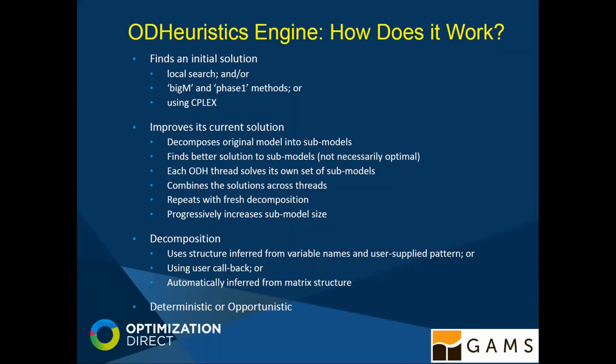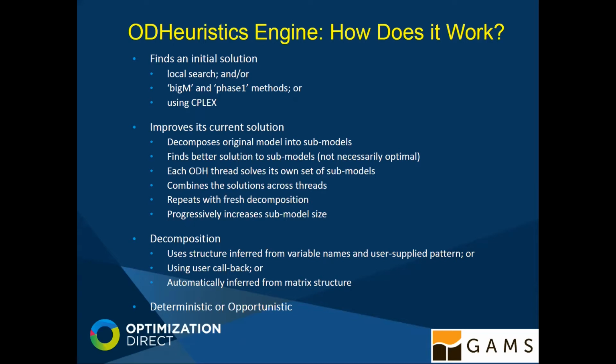The decomposition technology that we use is quite straightforward, really. It can be specified by the user, and ODH will in fact infer a decomposition if the model has meaningful names attached to its decision variables, and the user gives it a few hints. Alternatively, as is the case here with GAMS, and we might even see this being used effectively shortly, it could be specified by the user via a callback in a very flexible way. Or if you're not bothered to do any of these things, ODH will infer decomposition itself from the matrix structure.